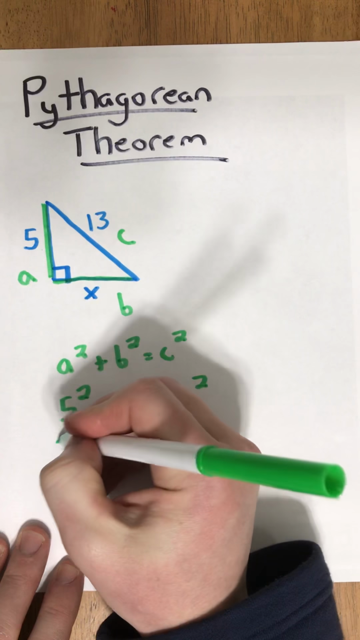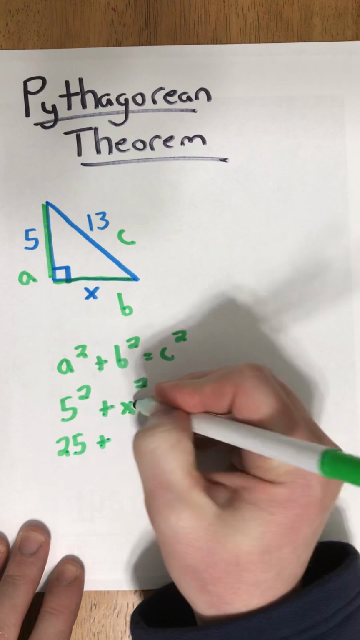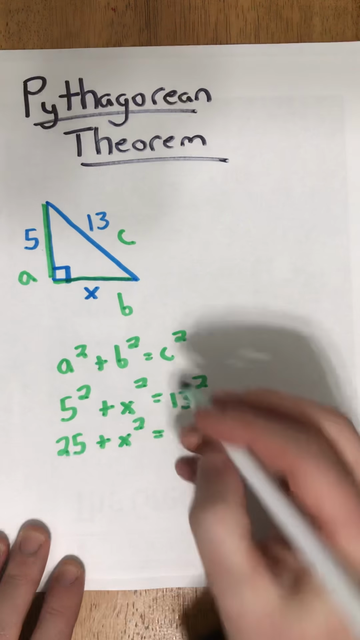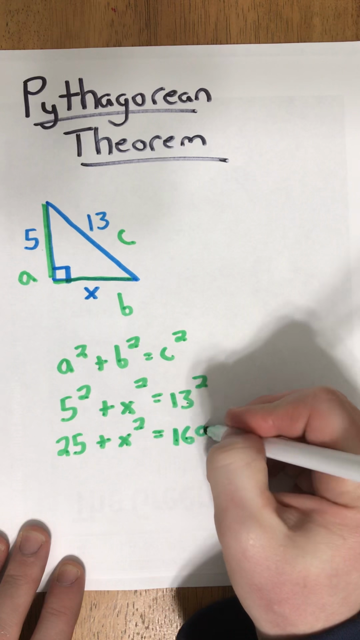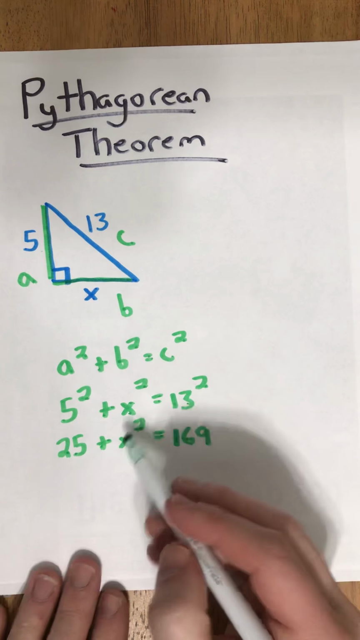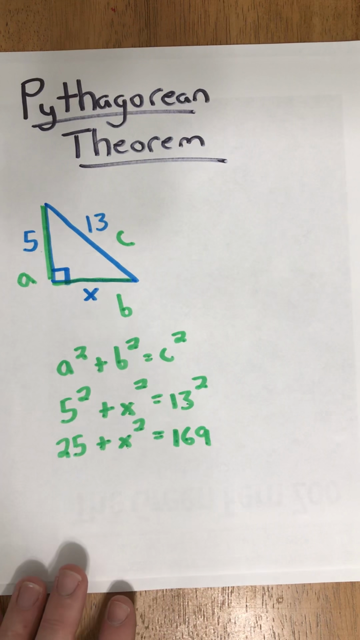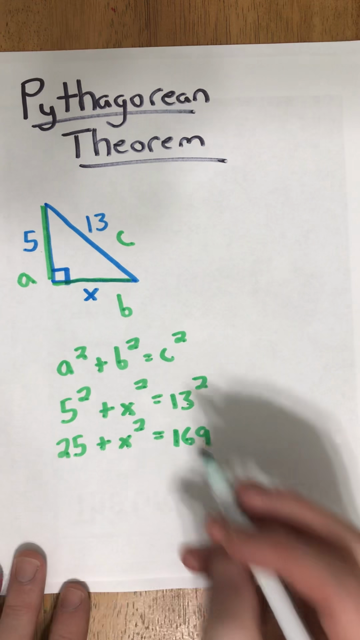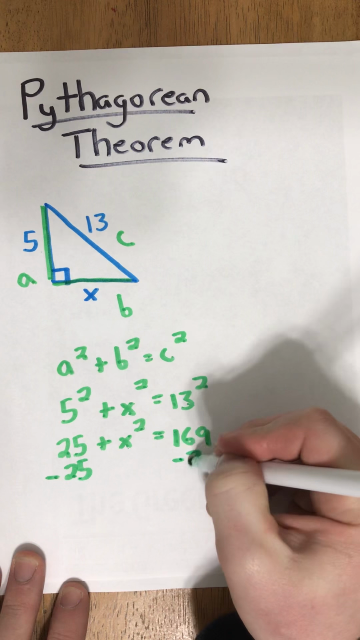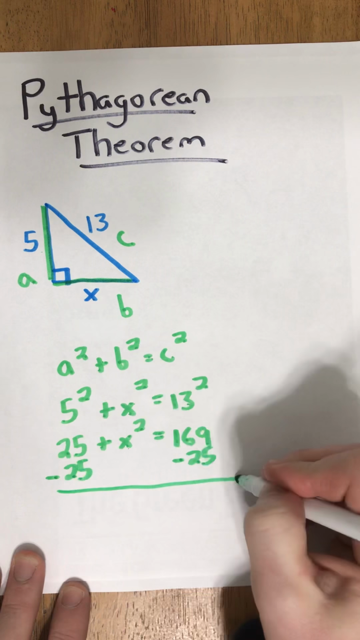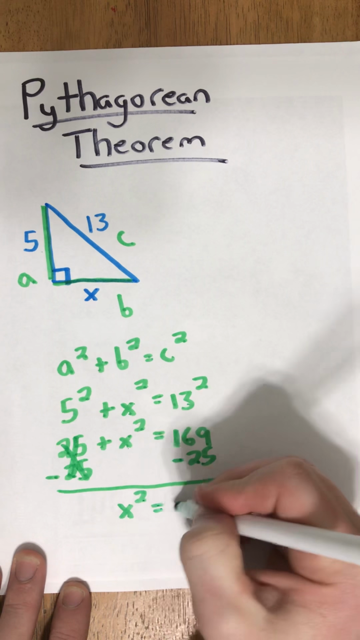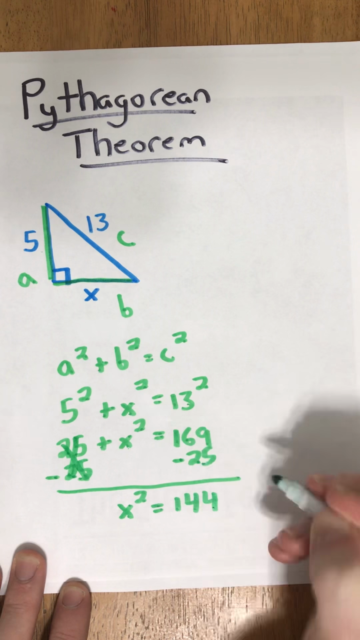5 squared would be 25. X squared, keep right there. And then 13 squared, we can put in our calculator and get 169. Now the extra step that we have today is we still got to get this x by itself. So we're going to think about this as an equation. And what we need to do is move this 25 to the other side, which we can do by subtracting. So when I do that, those will go away. We'll be left with x squared equals 144.